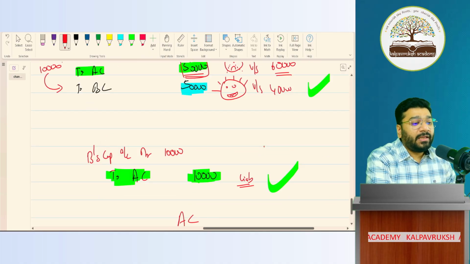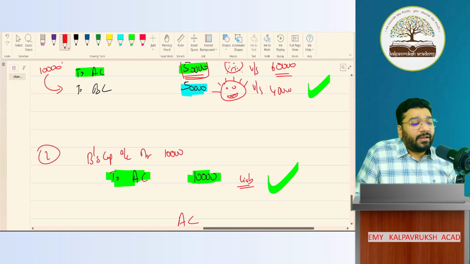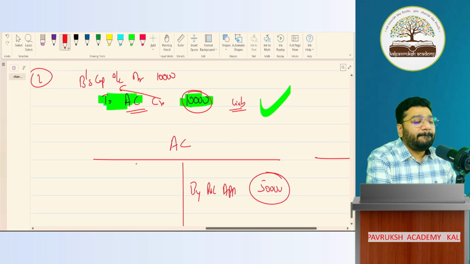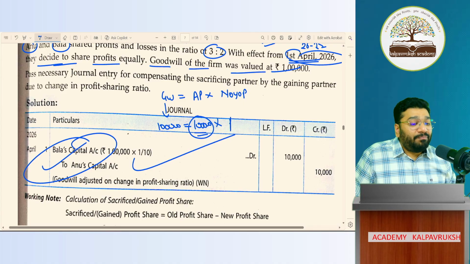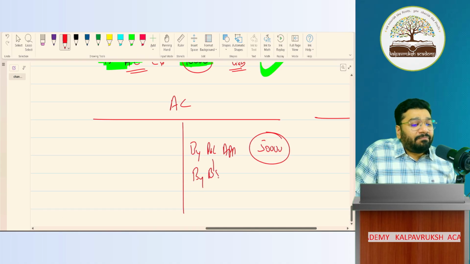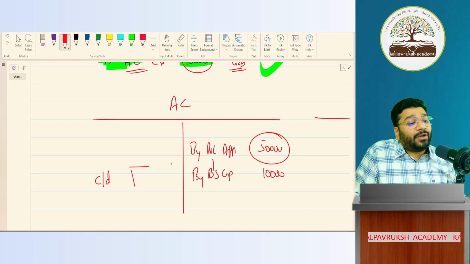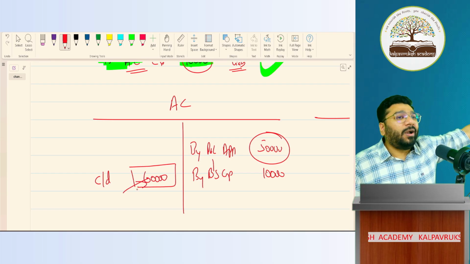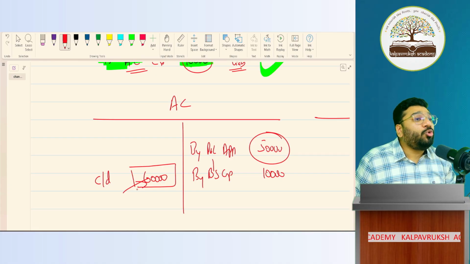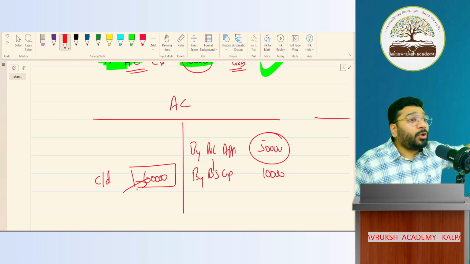Okay. Can you please help me post the second journal entry? Record this 10,000 in the credit of Anu's capital. Who's the opposite partner? By B's capital. The moment I pass the goodwill journal entry by B's capital, how much? 10,000. How much is the total capital of Anu? 60,000. Which means how much Anu wanted, that much she is getting. புரிஞ்சுதா?